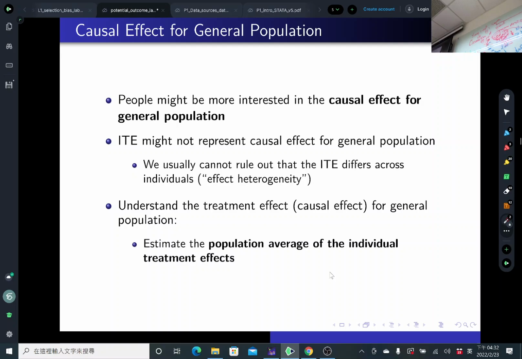We cannot use the individual treatment effect to represent the causal effect for the general population, because the treatment effect for a specific individual might not represent other people's causal effect. For example, David's effect is not really the same as Mary's effect. So there is some effect heterogeneity. We cannot just use the individual treatment effect to represent the average treatment effect. Understanding the causal effect for the general population is also quite important. So you want to estimate the population average of the individual treatment effect. You want to take the average of each individual's effect to know, on average, what the effect of the treatment is.